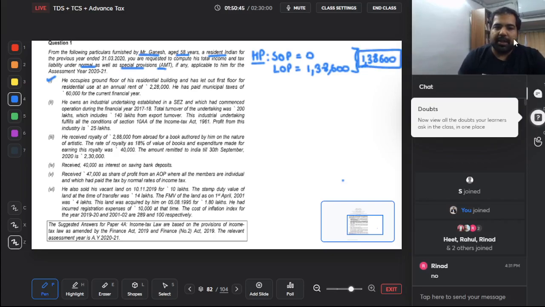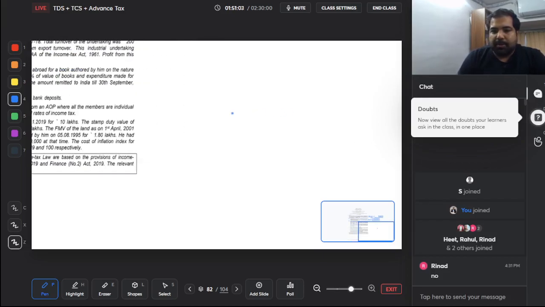One room done. Second room. He owns an industrial undertaking established in an SEZ. Guys, awesome area. Profit from the industry is 25 lakhs. So I'm just writing PGBP and I'm just writing 25 lakhs. But what about the deduction? Guys, that we will do in deduction at the end. But I'll just prepare you and write 10AA. So you will have to calculate 10AA.